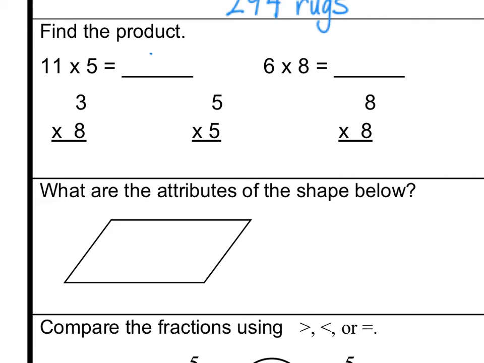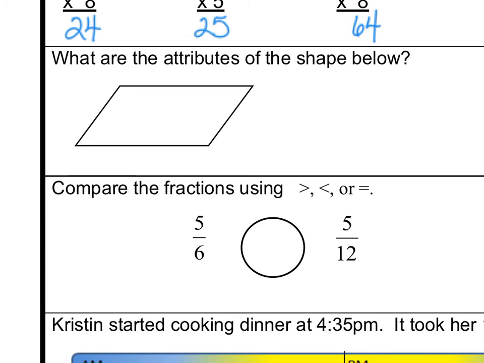11 times 5 is 55. 6 times 8, the cake is for the 8. 3 times 8, that's the bat in the cave. He sees the king of snakes curled upon his throne. 5 times 5 is 25, just counting by fives. 8 times 8, the 2 snowmen. The sticks are for the fire. Sticks are for 64.